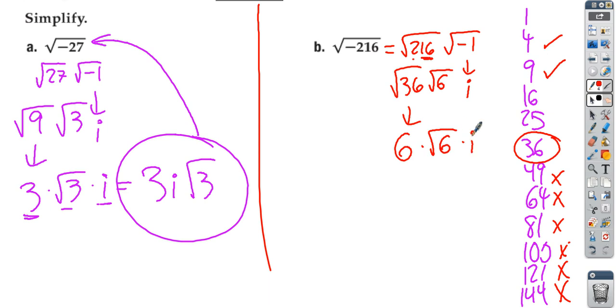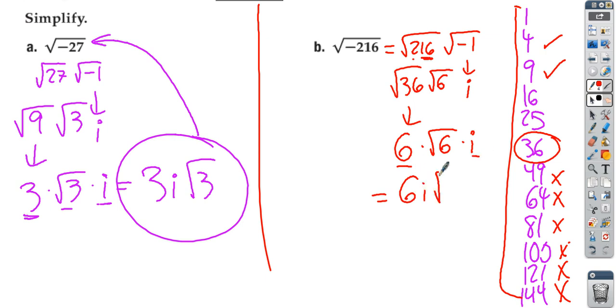You could break down 6 into root 3 times root 2, but neither root 3 nor root 2 are on this list right here, so that's not going to help us at all. And then my final answer would be 6 times i times root 6. We normally write the number in front, then the i, then the square root.